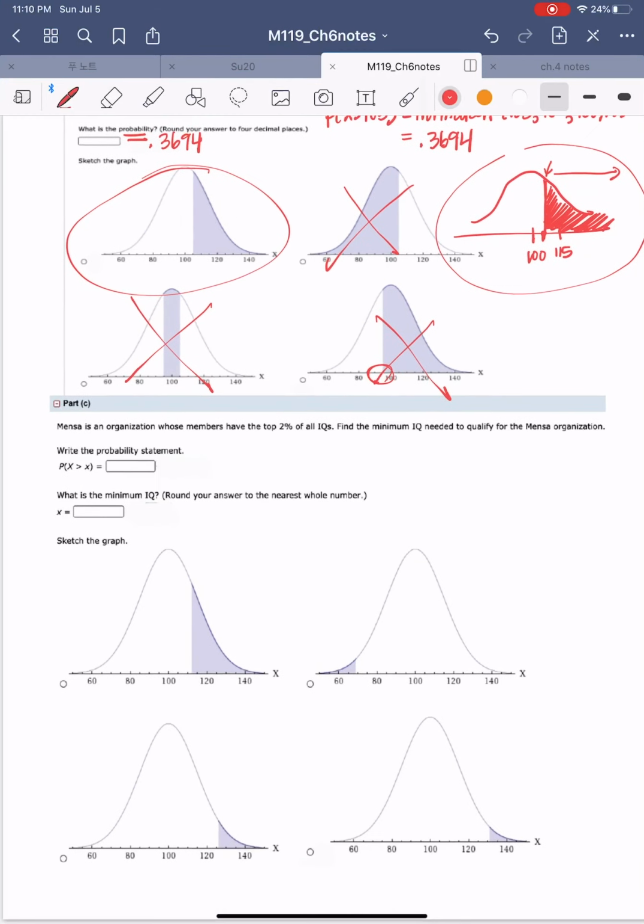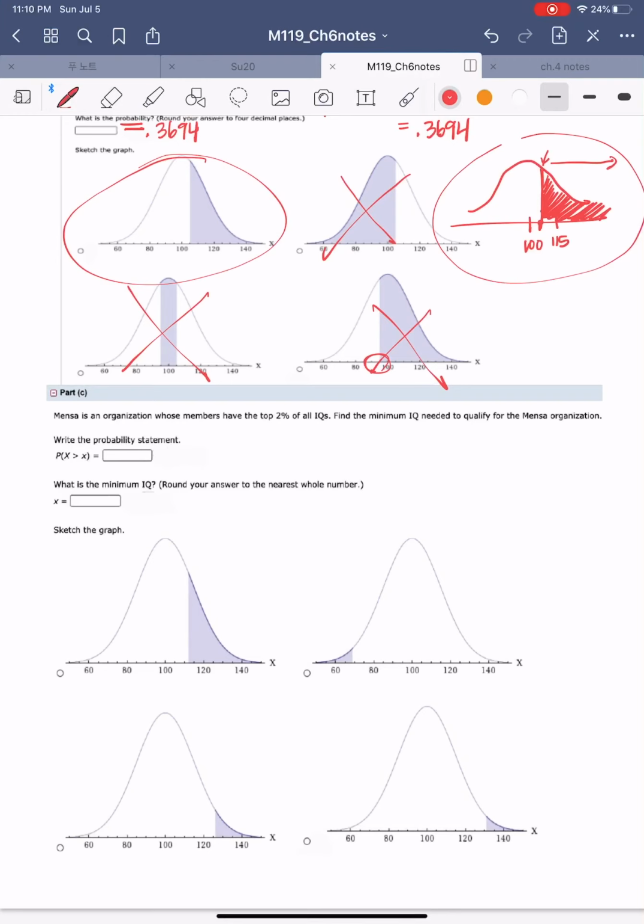Part C. Mensa is an organization whose members have a top 2% IQ score. Find the minimum IQ score needed to qualify for the Mensa organization. All right, so I am given the top 2%.